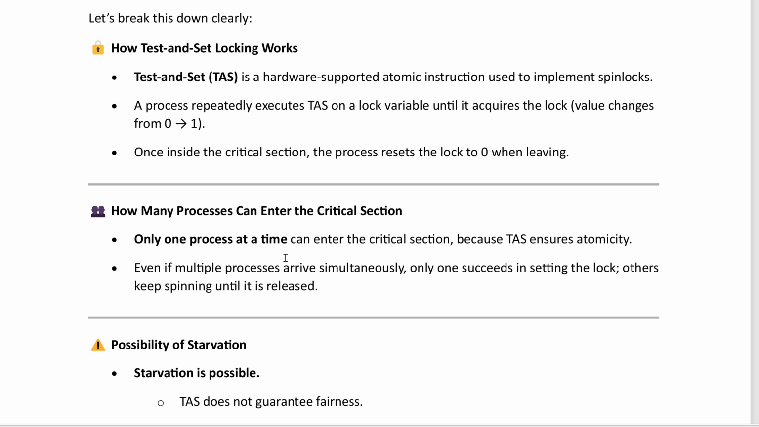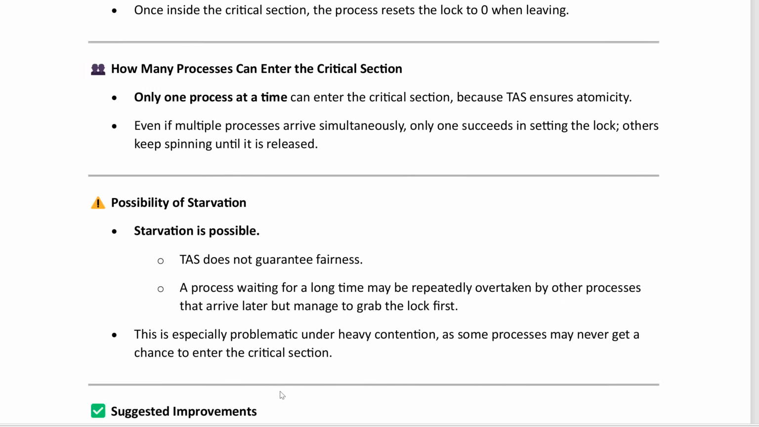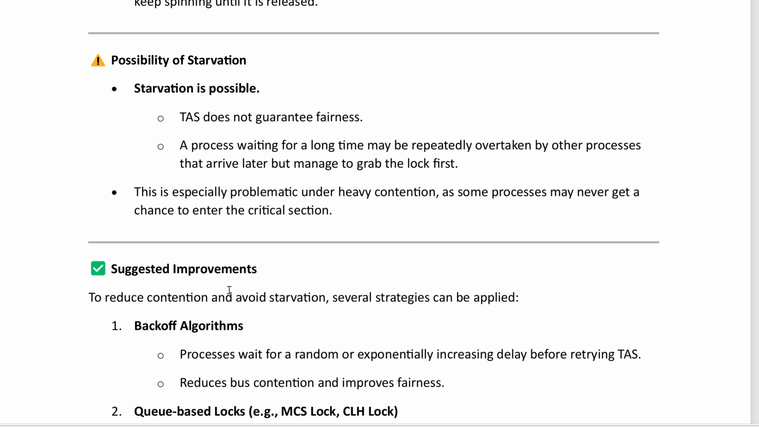How many processes can enter the critical section? Only one process at a time can enter the critical section, because test and set ensures atomicity. Even if multiple processes arrive simultaneously, only one of them succeeds, right? And others will keep spinning until it is released. So there is a possibility of starvation. Starvation is always possible, and test and set does not guarantee fairness. A process waiting for a long time may be repeatedly overtaken by other processes that arrive later but manage to grab the lock first. So this is especially problematic under heavy contention, as some processes may never get a chance to enter the critical section.